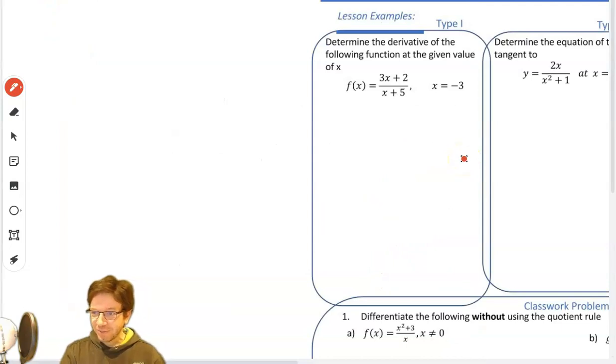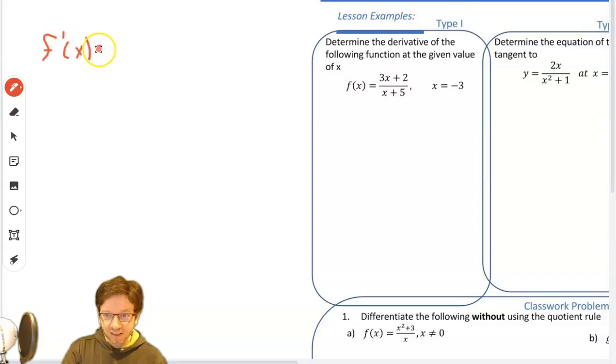So the first practice problem, we have determined the derivative of the following function at a given value of x. So in this case, x equals negative 3. So first let's figure out what the derivative is. We're going to use the quotient rule to help us. So f prime at x equals, okay, let's start by finding the derivative of the numerator. So we're just left with 3. Multiply that by the denominator, so x plus 5.